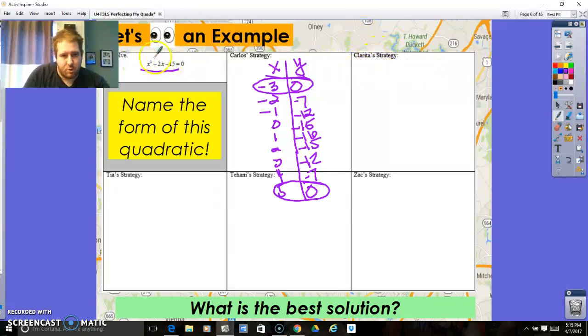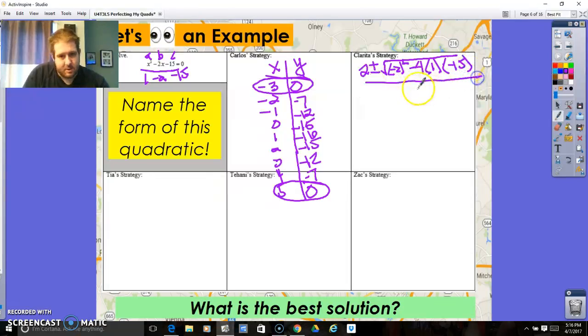Clarita's strategy is to use the quadratic formula. So A is 1, B is -2, and C is -15. So we're going to plug those numbers in. The opposite of B, negative B, would be 2 plus or minus the square root of B squared, that's -2 squared, minus 4 times A, which is 1, times C, which is -15, all divided by 2 times A, which is 1.